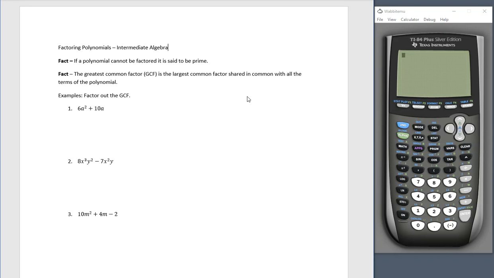Why not just start with number 1? 6a squared. If I were to break this down, I could write 6 as 2 times 3, and I could write a squared as a times a. 10a can be written as 2 times 5 times a. Now, the largest in common that's a factor. So, they both have a 2. They both have an a. This tells me that my GCF will be 2a.